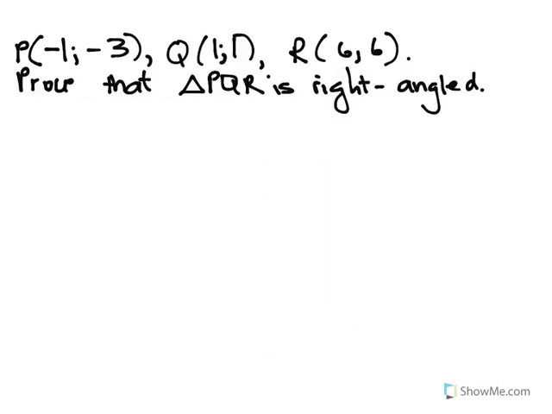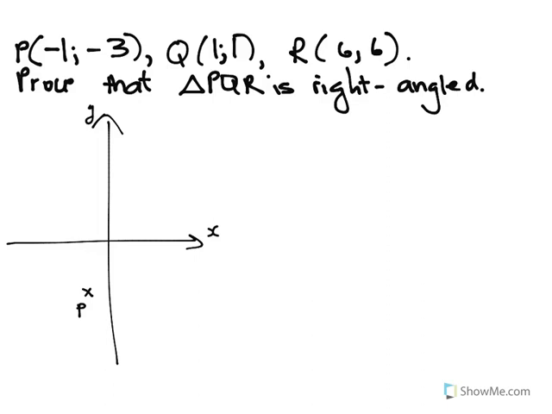Right. So you're given coordinates for P, Q, and R, and you're asked to prove that triangle PQR is right angled. So some of you might already know the relationship between the gradients of perpendicular lines. So you could use that if you're aware of what that relationship is. Otherwise, we could use the converse of Pythagoras. So let's start by plotting these points first. -1, -3 will be somewhere over here. 1, 1 will be somewhere here. And 6, 6 might be somewhere over there.